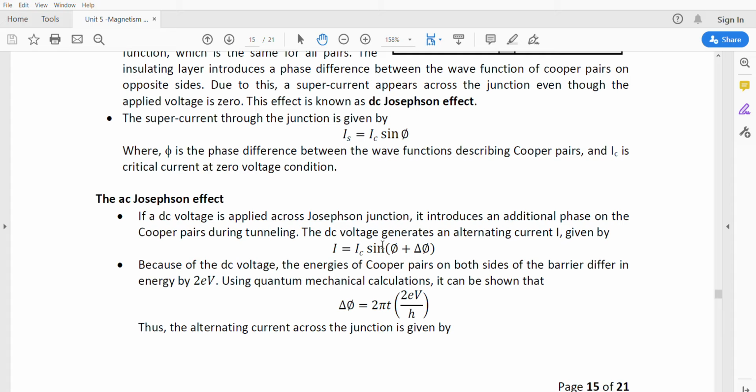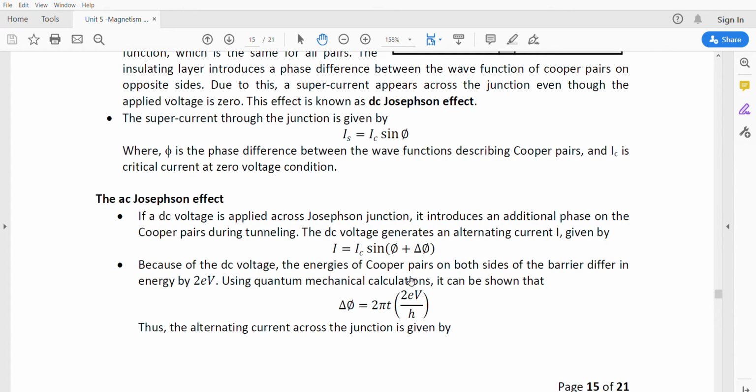That supercurrent can be measured using this formula: Is equals Ic sin phi. Here an additional phase difference is introduced due to the change in the external voltage, so the phase becomes phi plus delta phi. The supercurrent can then be measured as Ic sin(phi plus delta phi). Ic is the critical current density, and because of the DC voltage, the energies of the Cooper pairs on both sides of the barrier differ by 2 eV. If we measure the changes in the energies of the Cooper pairs to measure the change in the wave function or phase difference, the energies will differ by 2 eV.